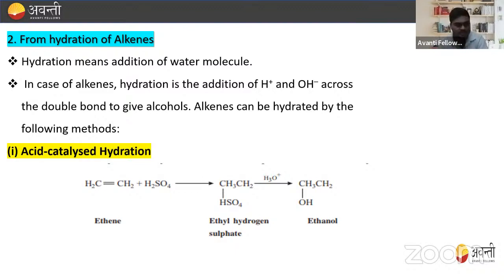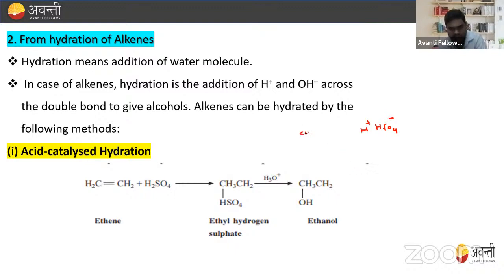This is also very, very important. So how will you prepare alcohol by acid catalyzed hydration? Let us assume we have a symmetrical alkene like ethene, and we treat it with H2SO4. We know that H2SO4 acts as H plus and HSO4 minus. When you break H2SO4 it will give H plus, because it is an acid and has a strong tendency to give H plus.